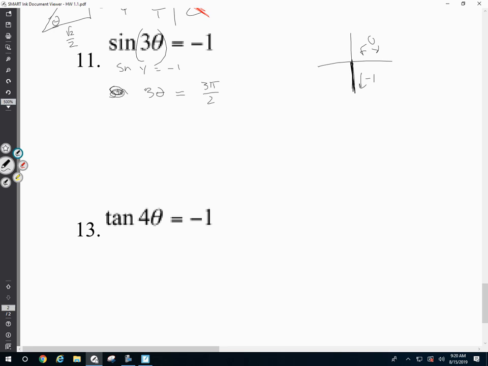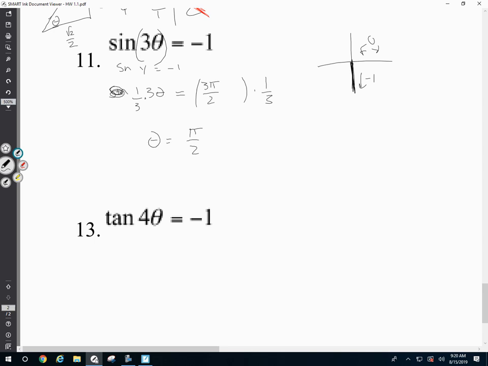Now, I can manipulate this by either dividing by 3 or multiplying by 1/3. Dividing and multiplying by reciprocal are the same. I would prefer, and I like to multiply by the reciprocal. I think it's just a little bit nicer when dealing with fractions. Giving me theta is equal to, okay, 3 pi over 2 times 1/3. It's just pi over 2. Great. This is between 0 and 2 pi. I'm happy.